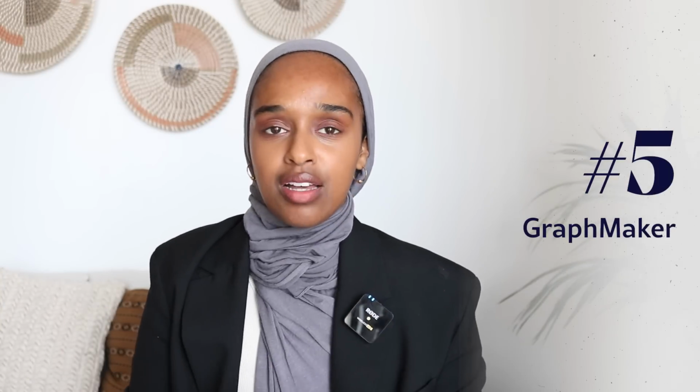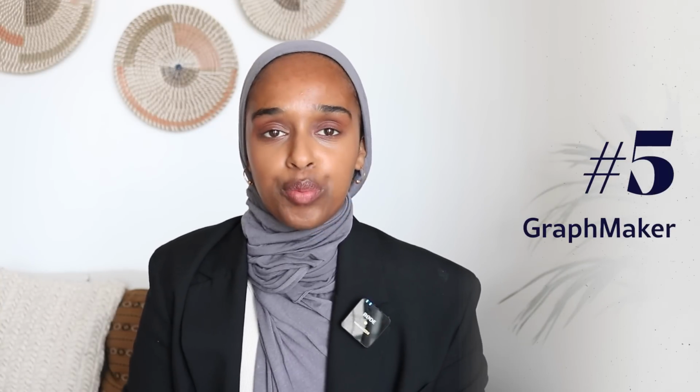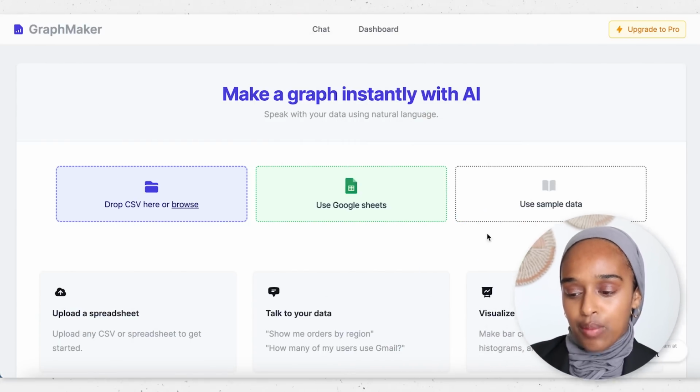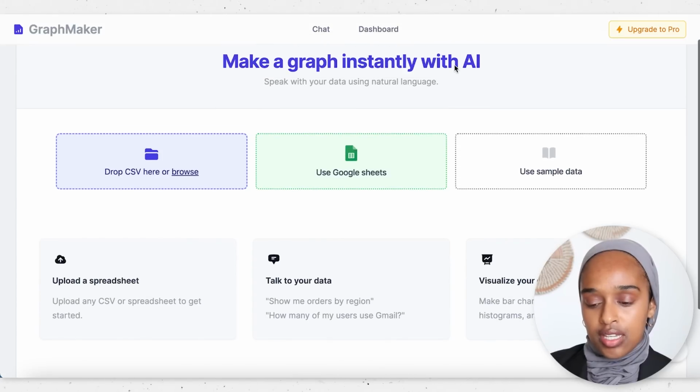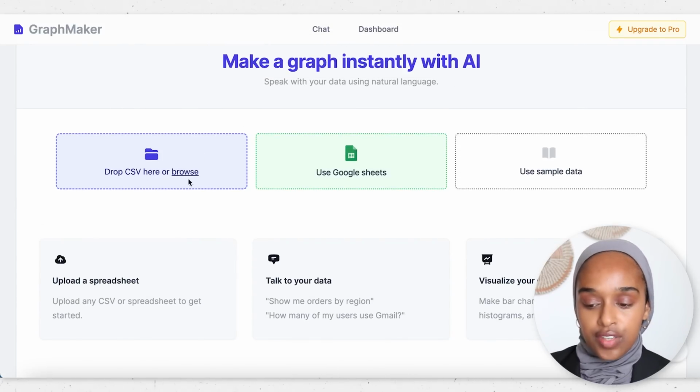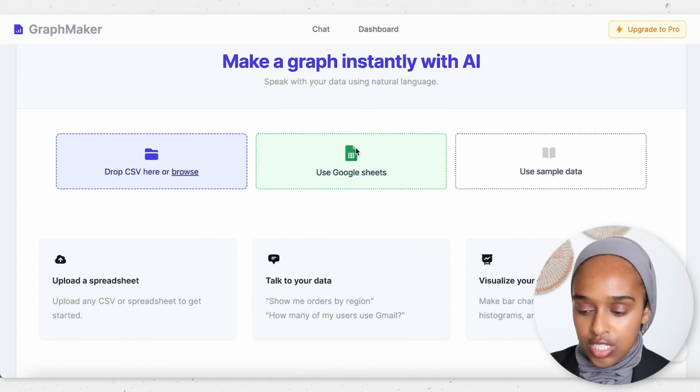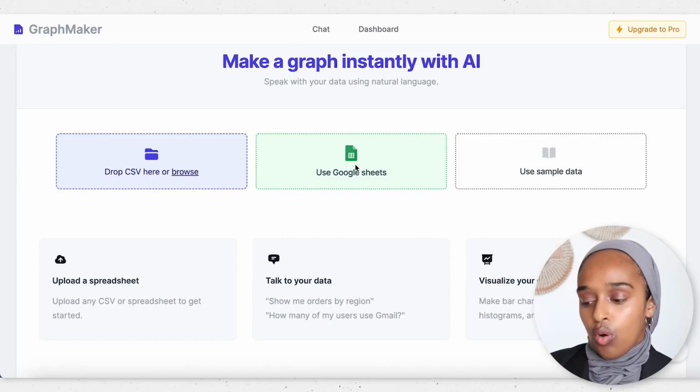Okay, so the next one is called GraphMaker. I'm frequently asked about AI tools that will help you generate images and make graphs for you and things like that. And I've stumbled across this one called GraphMaker. You can see that you're able to generate a graph instantly using AI. You can use it either by dropping your CSV data, connecting your Google Sheets account, or using some sample data. And you can also talk to the data.